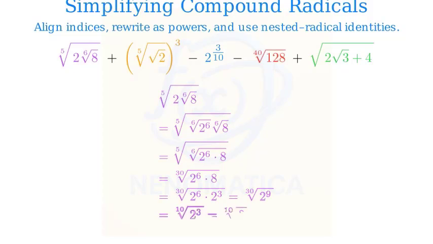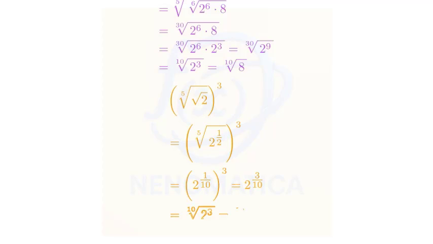Step 2. Now the orange term. The fifth root of square root 2 equals 2 to the 1 over 10. Raising to the third power gives 2 to the 3 over 10, which is again the 10th root of 8. Step 3. The blue term 2 to the 3/10 is already in power form, and we rewrite it as the 10th root of 2 cubed, the 10th root of 8.